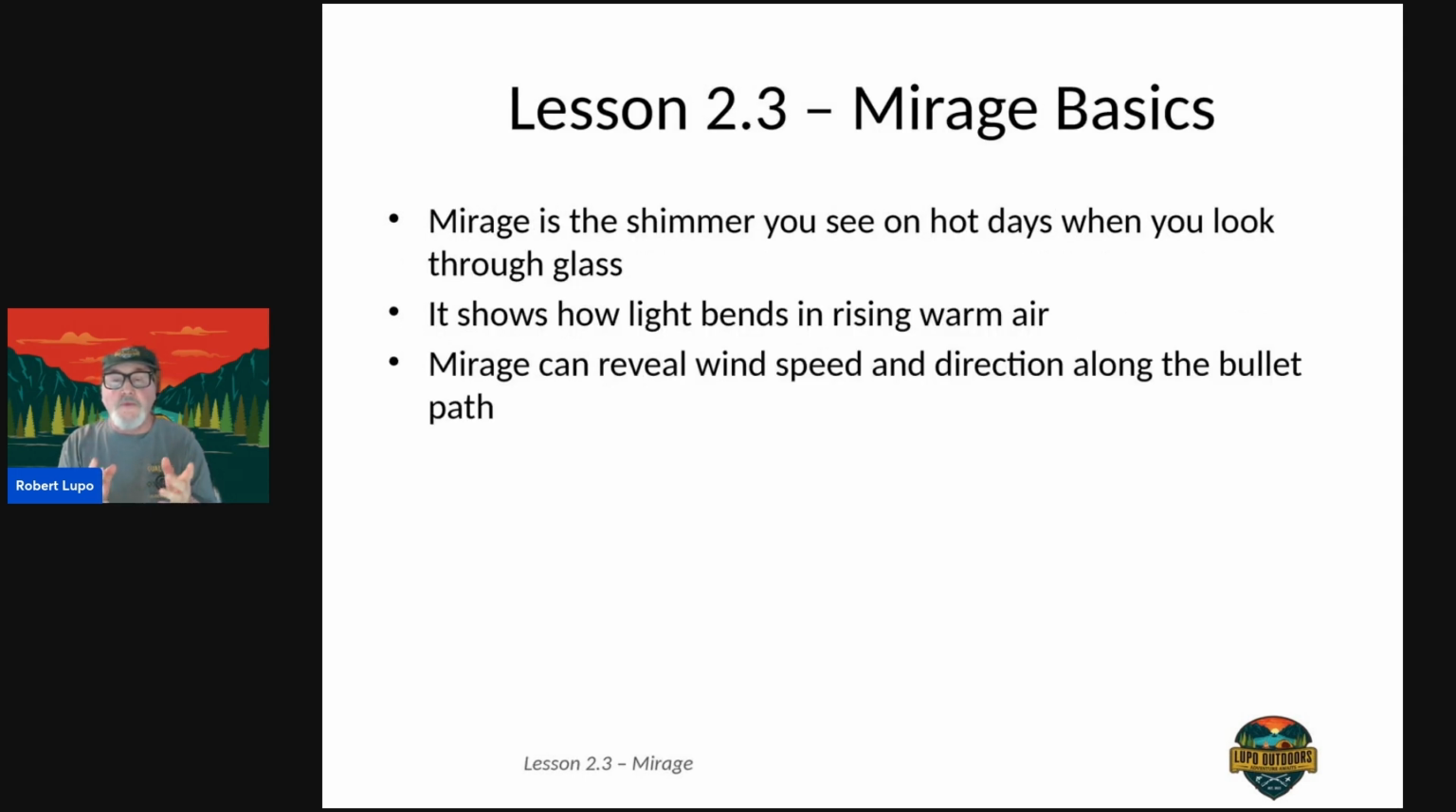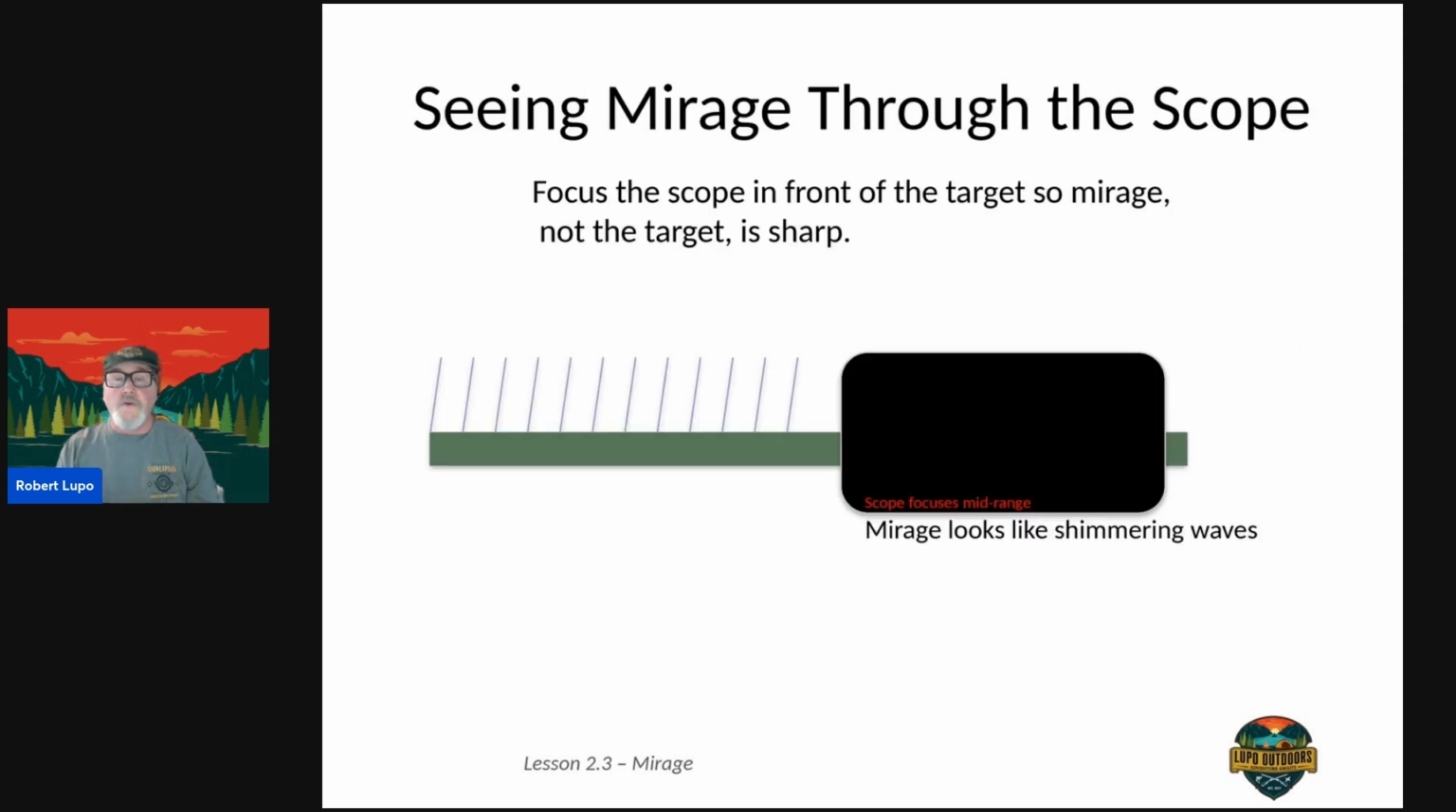Mirage is that shimmering, wavy look you see above the ground on hot days, especially through the optics. It happens because light bends through layers in the air at different temperatures. Warm air rises, and that rising motion makes the image look like it's boiling or moving. The good news: mirage can show you what the wind is doing downrange, even where there are no flags or trees.